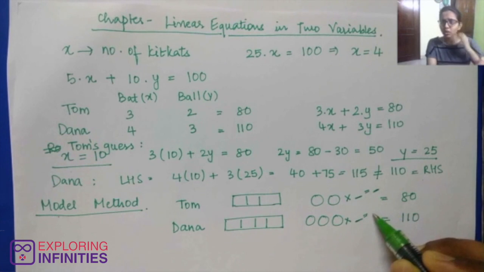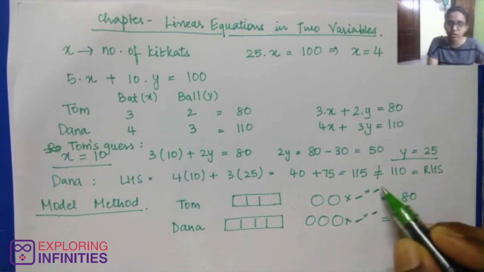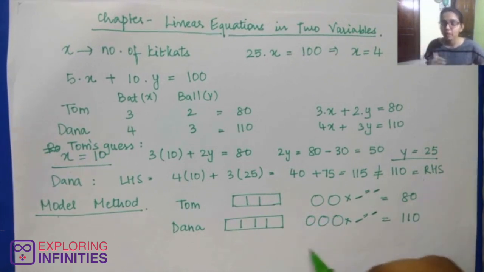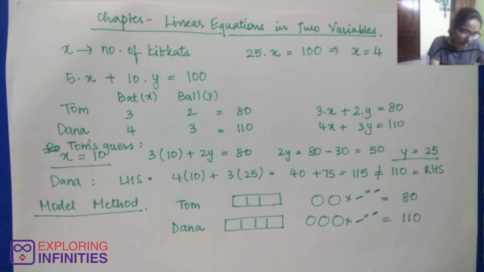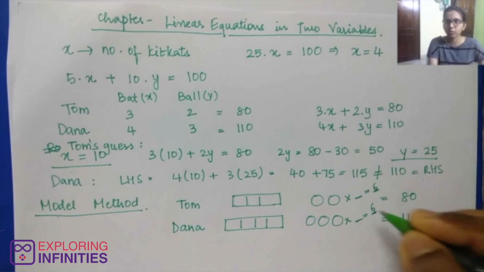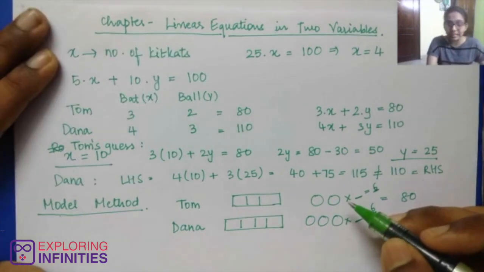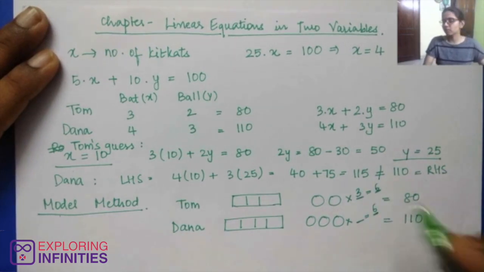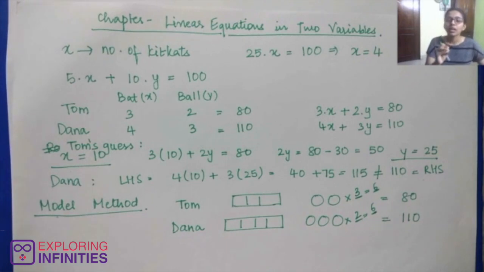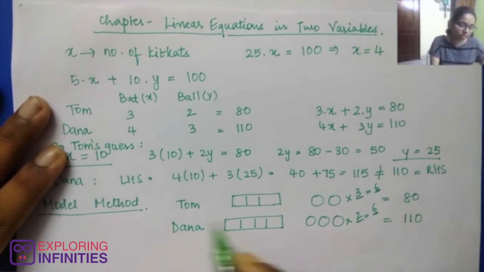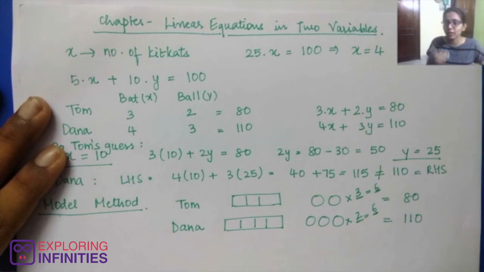So what we do in such cases is, this is 2 and this is 3. The nearest common multiple we have for 2 and 3 is 6. So we try making it 6. What do we do exactly to get 6? You'll get 2 into 3 equal to 6, and you'll get 3 into 2 equal to 6. If you're multiplying one part of the equation by 3, then you'll have to multiply the entire equation by 3 so that it remains an equation. So my first equation, that's Tom's equation, is now multiplied by 3.